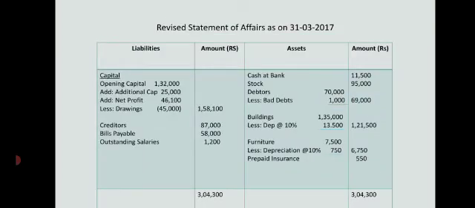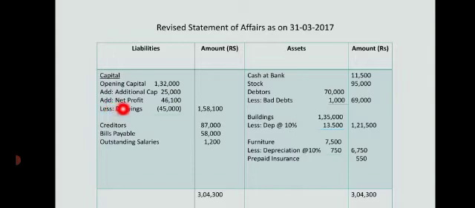46,100. Now prepare the revised statement of affairs, which is nothing but a closing balance sheet for the proprietor, whose books of accounts are kept under the single entry system. So first we will calculate the amount of capital. There is a particular format which I have already explained in my previous classes. Capital, first take opening capital. We have already worked out opening capital, 1,32,000. Add additional capital which is given in the problem, 25,000.